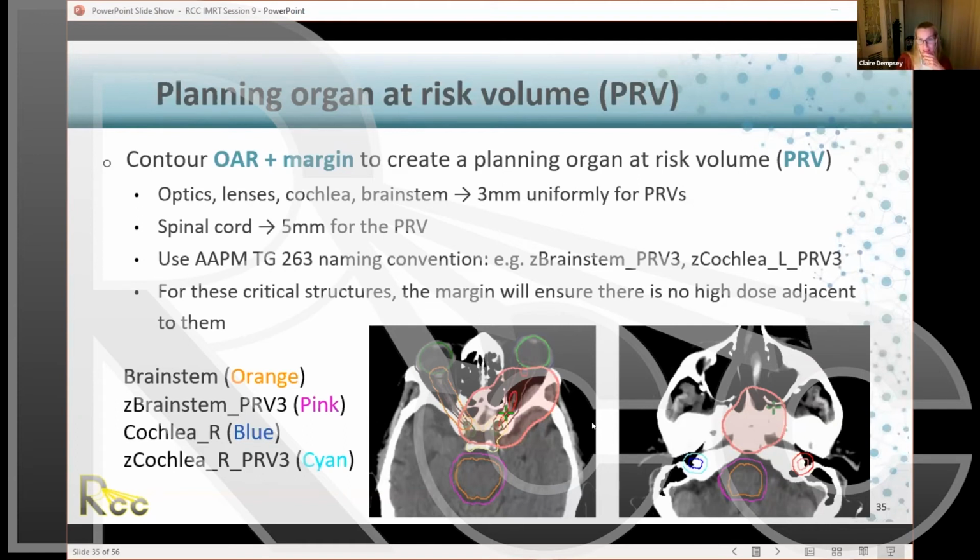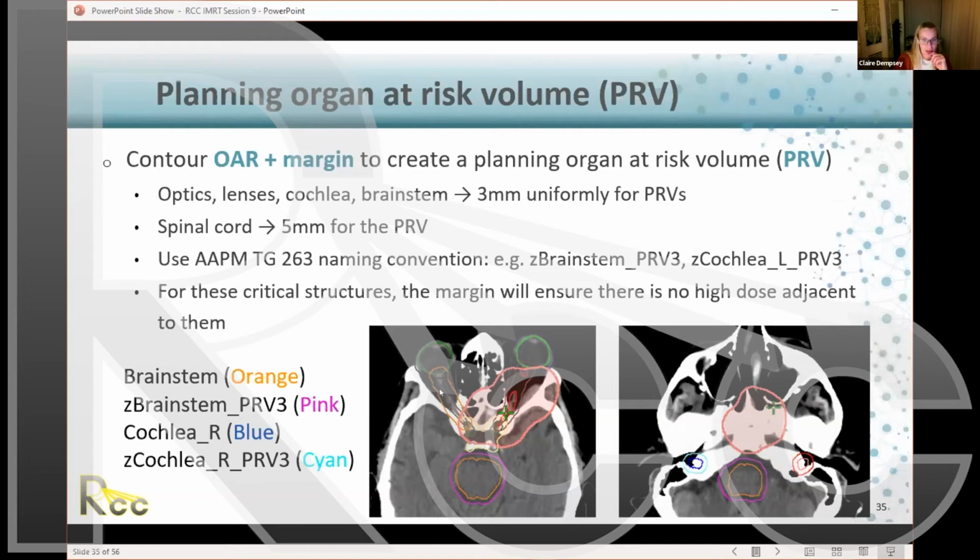So just an example in this case here, we've got our brainstem contoured in orange, and then we've got our brainstem PRV with a 3 millimeter margin in pink. Looking at this one here, we've got our right cochlea contoured in blue with the PRV with a 3 millimeter margin contoured in light blue there.